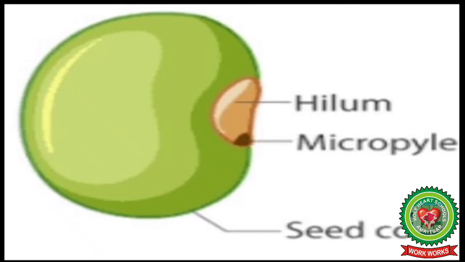The micropyle is not easily seen in the dry seed, but if a seed is soaked in water and pressed gently, some water and air bubbles ooze out through this pore and it can be easily located.